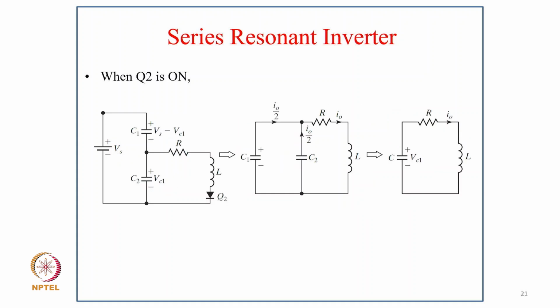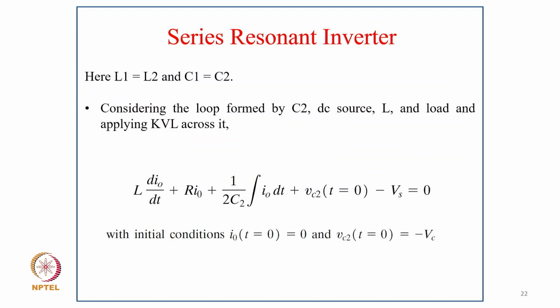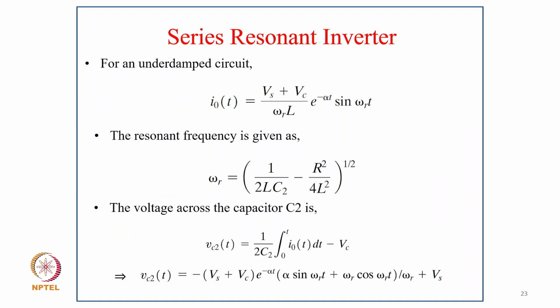So when Q2 is on, then also the circuit from midpoint R, L with the series diode becomes C1, C2 in parallel with R and L in series, and that finally becomes the capacitor and R and L circuit in series. So here L1 equal to L2 and C1 equal to C2 equal to C, considering the loop formed by C2, DC source, L and load and applying KVL across it. So it's L di0/dt plus R I0 plus 1 upon 2C integral I0 dt plus Vc2 minus Vs equal to 0. So with initial condition I0 equal to 0, Vc2 equal to minus Vc.